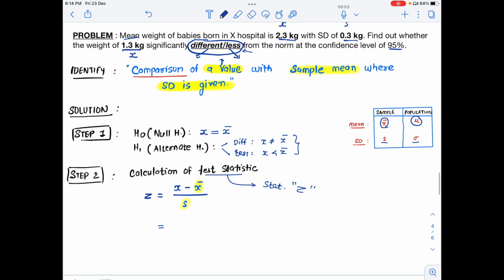So we have x is equal to, first we will write x is 1.3 kg, x bar is 2.3 kg, and s is 0.2 kg. Putting this value here, it will give about 3.3 z value.